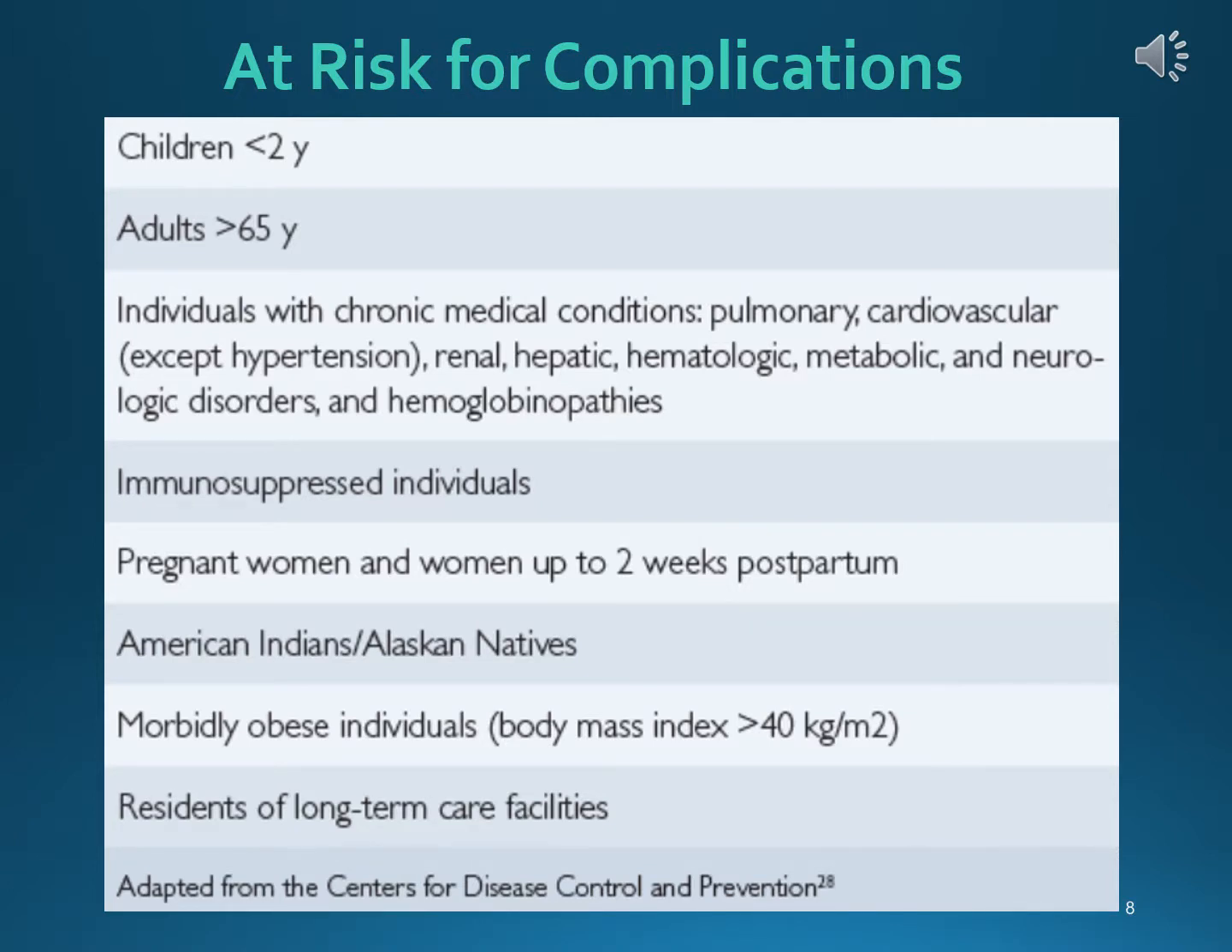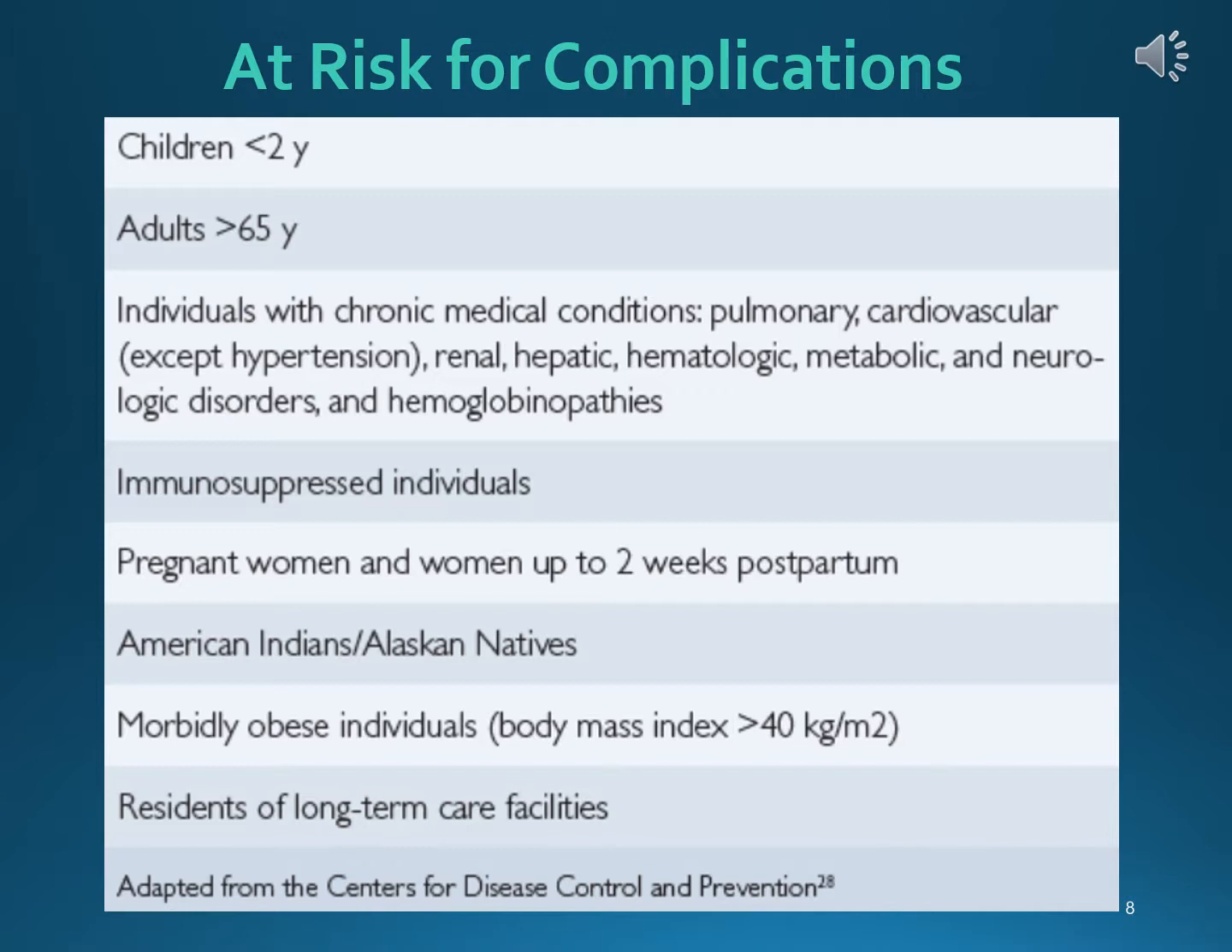When I mentioned people at risk for complications from the flu, I was talking about kids younger than 2 years and adults greater than 65 years. Individuals with chronic medical conditions, pulmonary conditions like COPD or asthma, cardiovascular conditions like congestive heart failure. Hypertension isn't really a risk factor for complications. Renal disease, hepatic disease, any kind of hematologic issue, metabolic issue like diabetes, neurologic disorders, and any kind of hemoglobinopathy. So anybody with chronic illness really is at greater risk for complications from the flu.